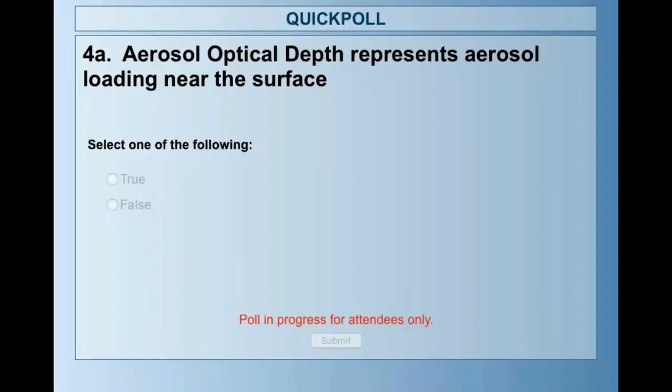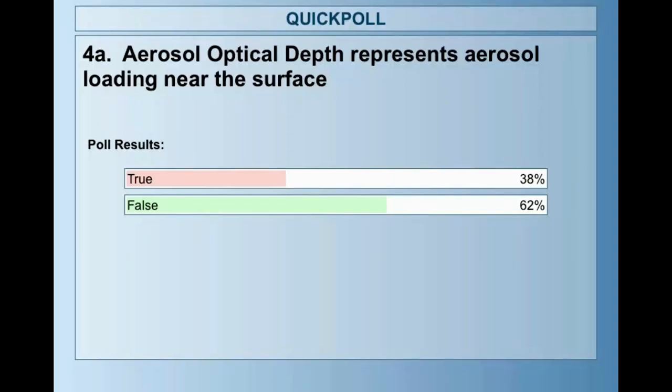And before moving to the question and answer, I would like to put out two more poll questions. So the first question is, aerosol optical depth represents aerosol loading near the surface. It's true or false, and you have 30 seconds to respond. Okay, great, thank you. So you can see that most people chose the answer false, and that's the right answer.